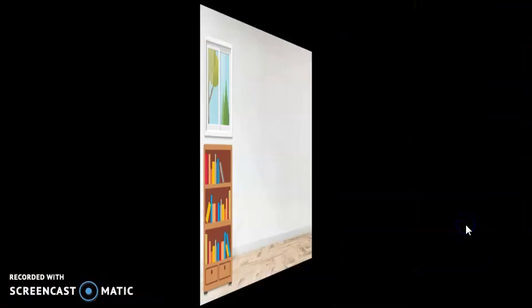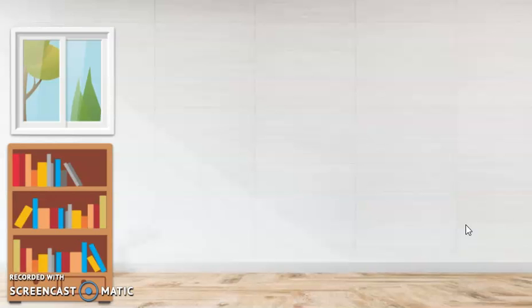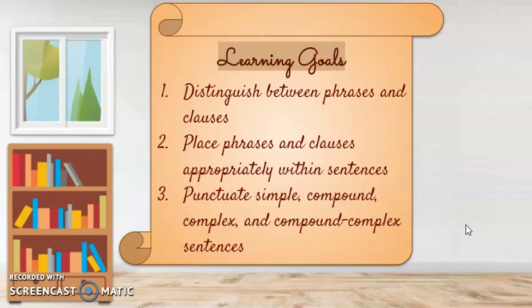Let's review our learning goals and our previous discussion about phrase and clause. Again, at the end of the lesson, we will be able to distinguish between phrases and clauses, place phrases and clauses appropriately within sentences, and punctuate simple, compound, complex, and compound complex sentences.